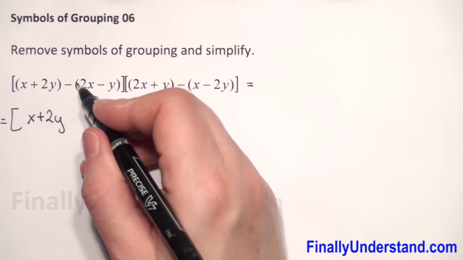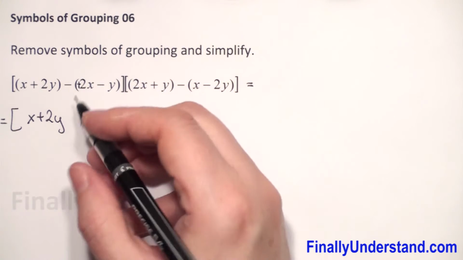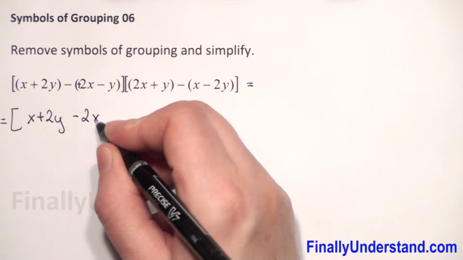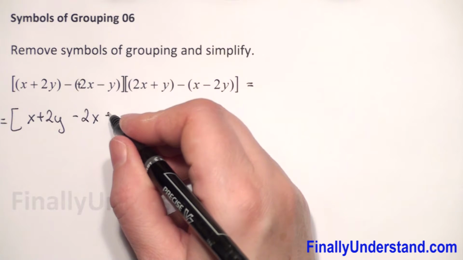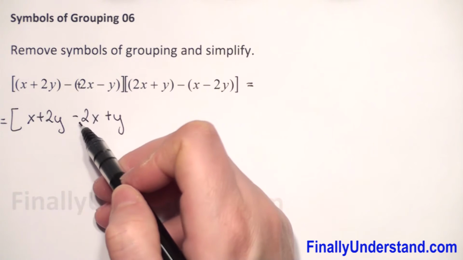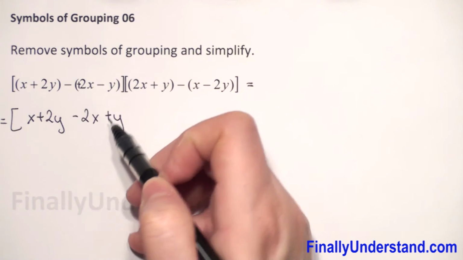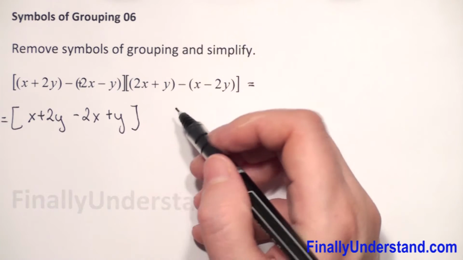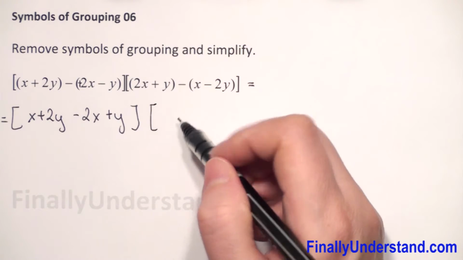When we don't have sign, it's always positive. So we have positive, so now will be negative 2x, negative, so will be now positive y. In other words, negative times positive is negative. Negative times negative is positive. Close brackets. And the same we will do in the second brackets.